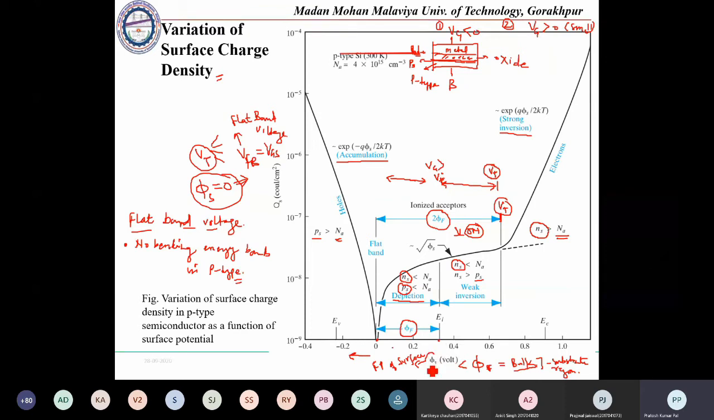This variation is basically the surface potential. With respect to the surface potential, we will be plotting the surface charge. Initially it had a higher number of holes, and later a higher number of electrons. If a large number of holes are there, this is considered the accumulation region of that MOS system. Once it has a higher number of electrons, this is considered the inversion region, that is, the channel is formed and current conduction can take place.